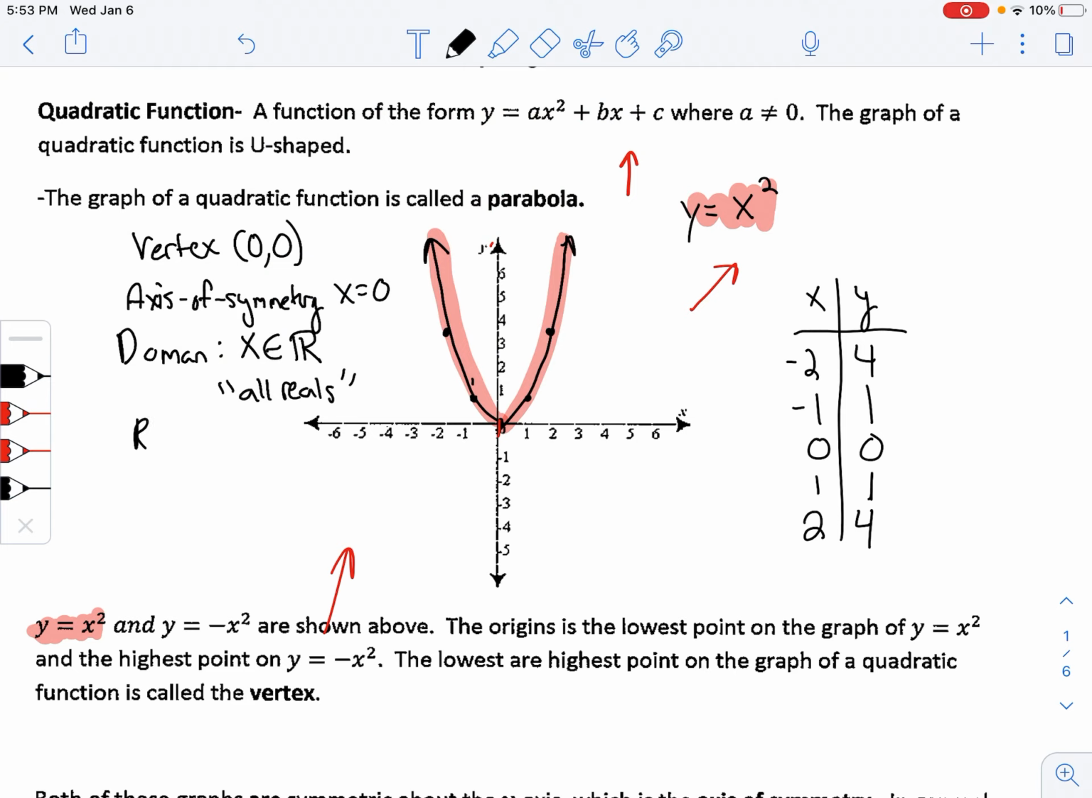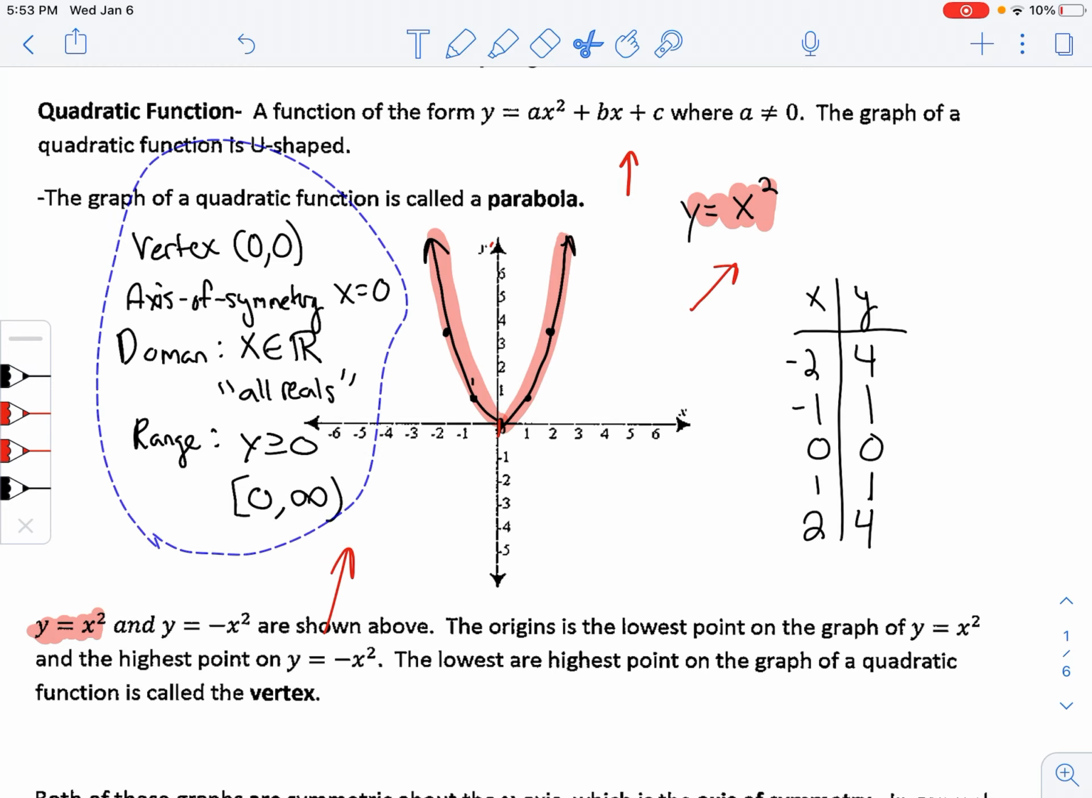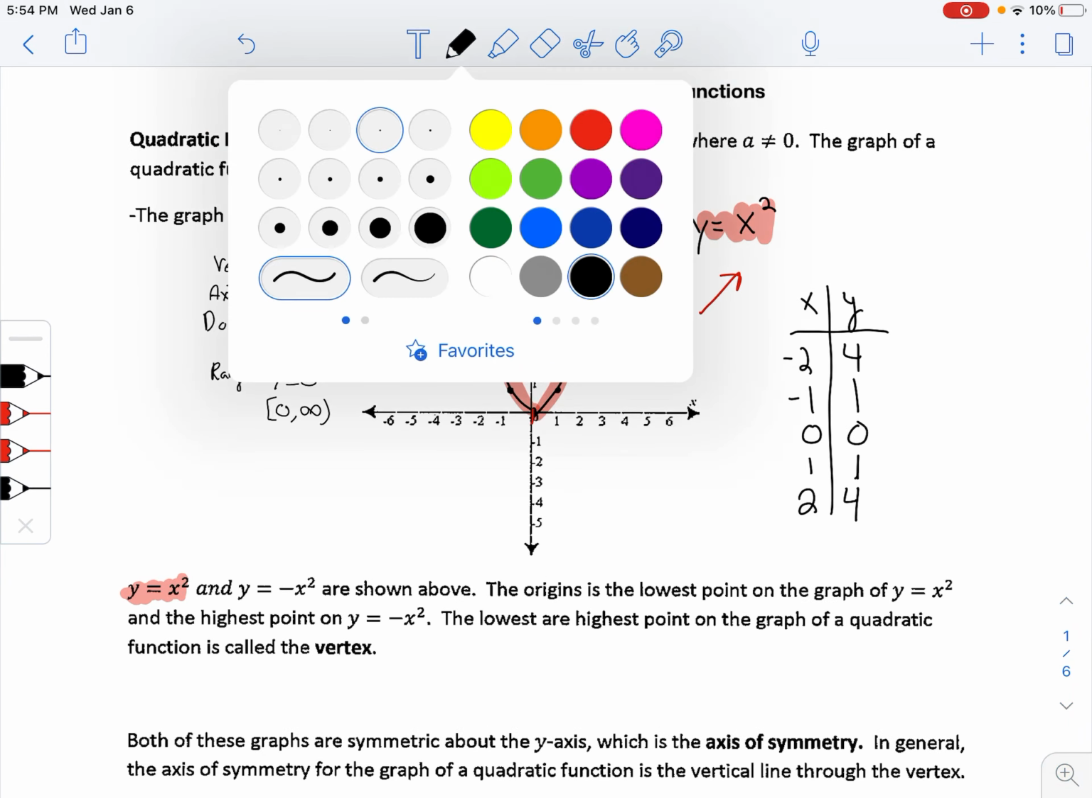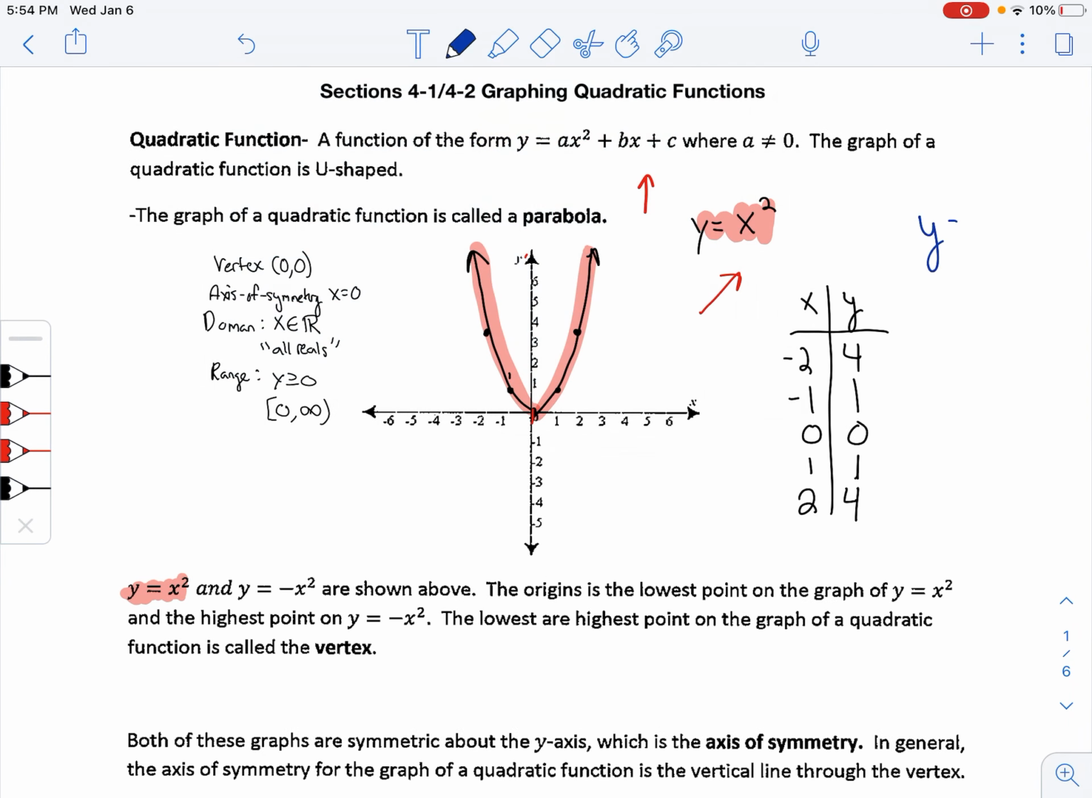And the range is going to be y is greater than or equal to 0, or you could say it goes from 0 to infinity. So that's the most basic function, y equals x squared. Now we're going to talk about y equals -x squared.